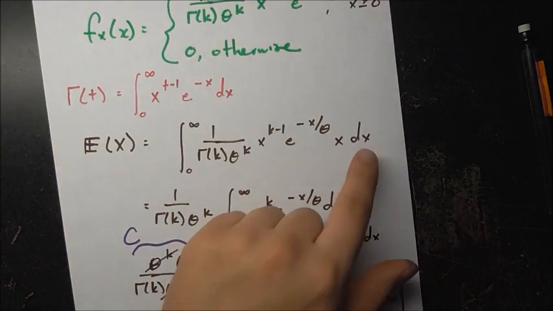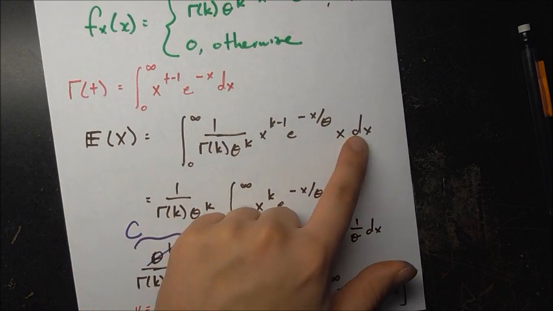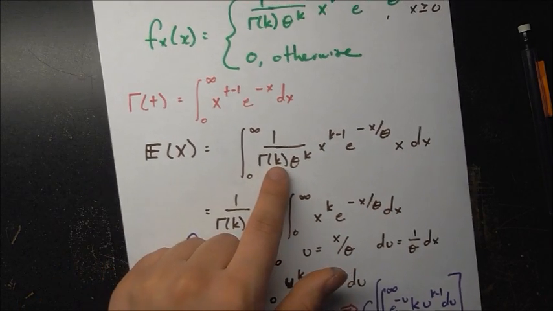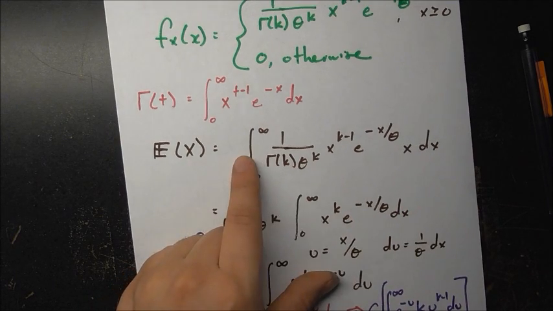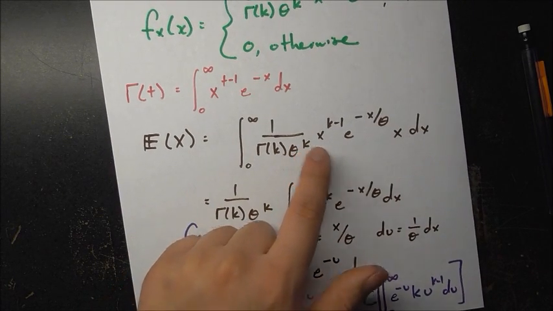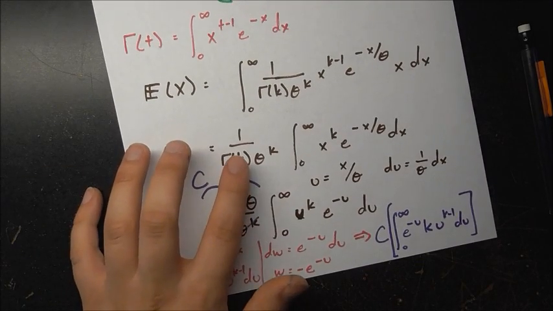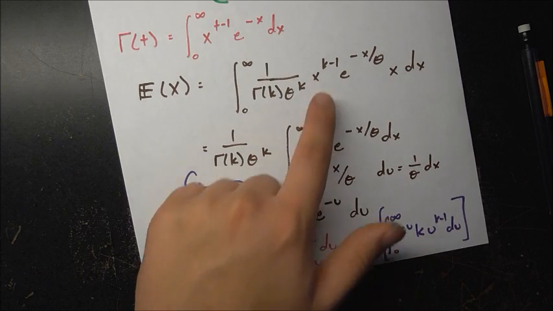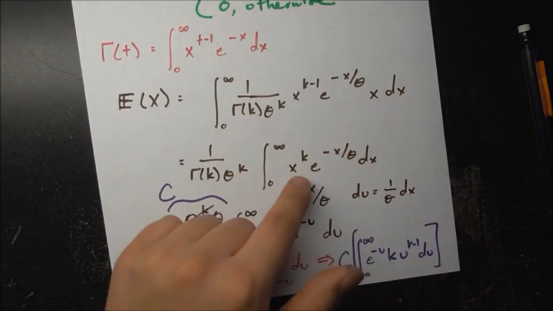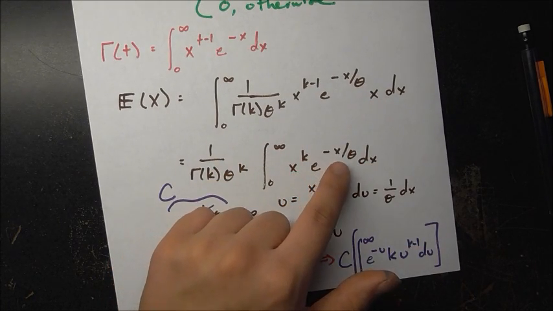Well, the thing to notice is that this integral right here is dx, and this gamma function is a function of k. So it has nothing to do with this x at all. We can just pull it out. Likewise, this theta to the k has nothing to do with the x. We can just pull it out. We're left with this part inside. This x to the k minus 1 and this x I've combined as x to the k, e to the negative x over theta.